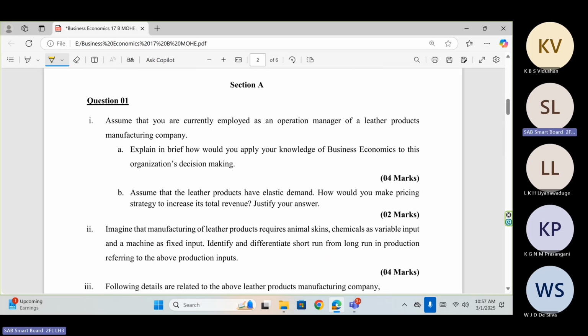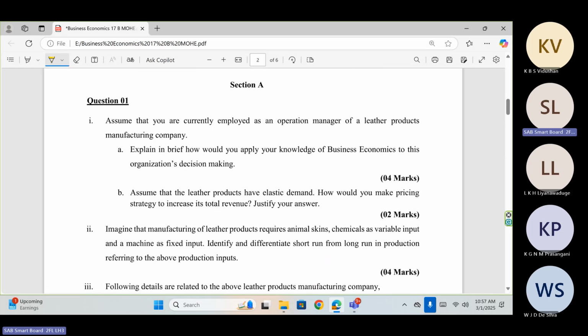When the price changes, quantity demanded changes more than that percentage. So the quantity demanded is dominating the total revenue, not the price. So there are three principles of economics, mainly the price effect and the quantity effect.